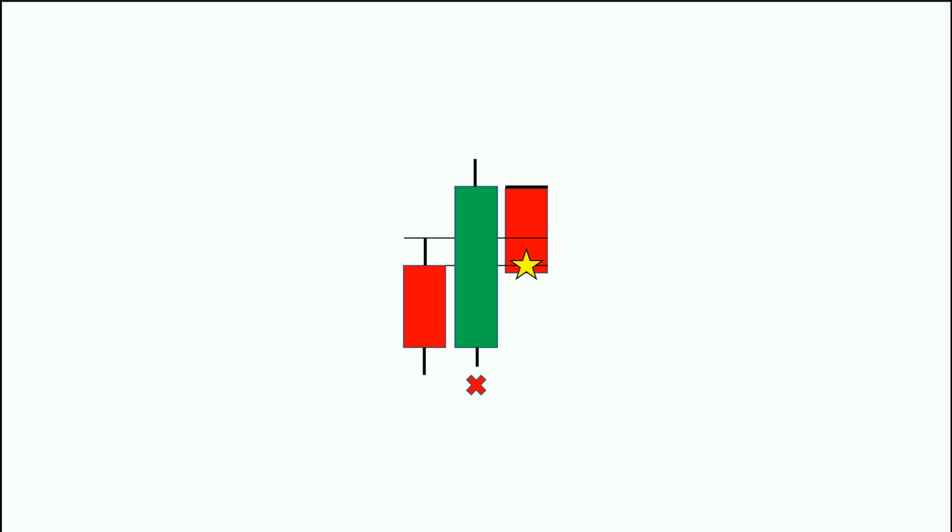Once you get your entry point, you're then looking for price to take off in bullish momentum, and that is your trade there, okay? So that's for the buys.